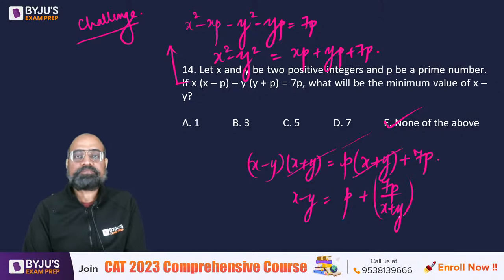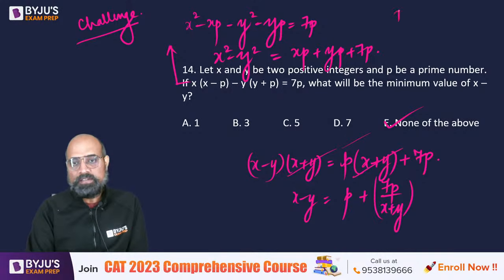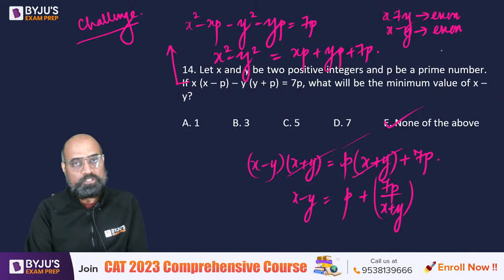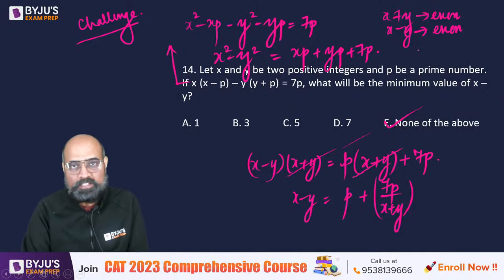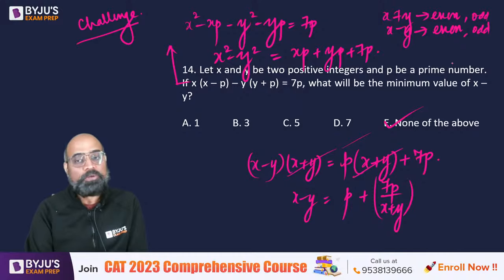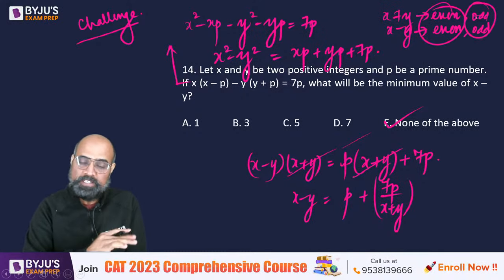This is what we get. Now remember, if x plus y is even, then x minus y will also be even. This is like an obvious thing. And if x plus y is going to be odd, then x minus y is also going to be odd. So whatever parity x plus y is going to take, the same x minus y is also supposed to take.